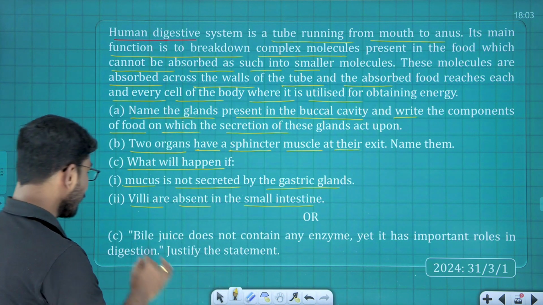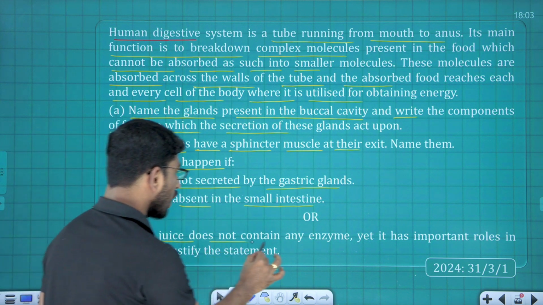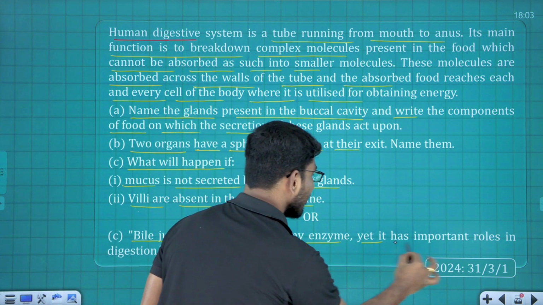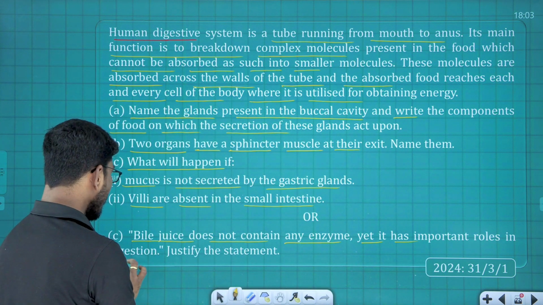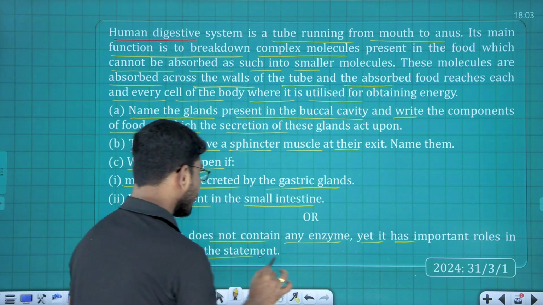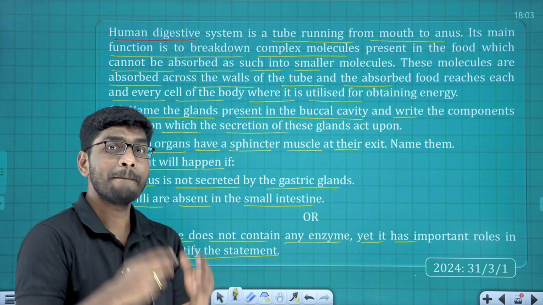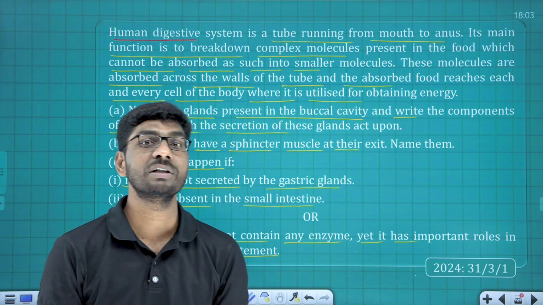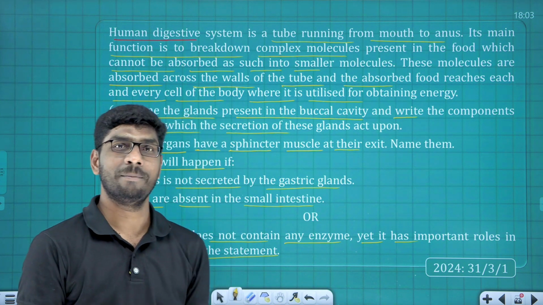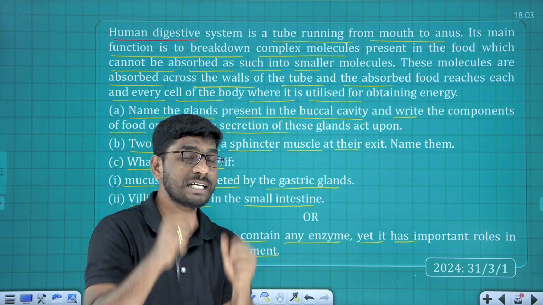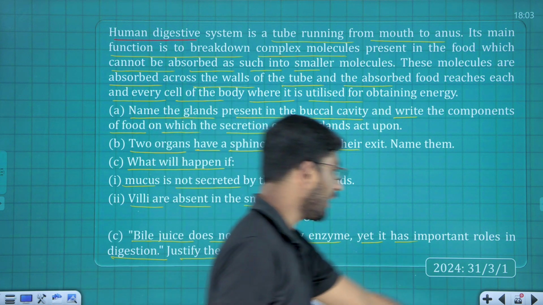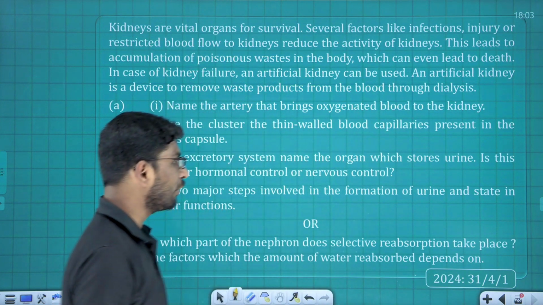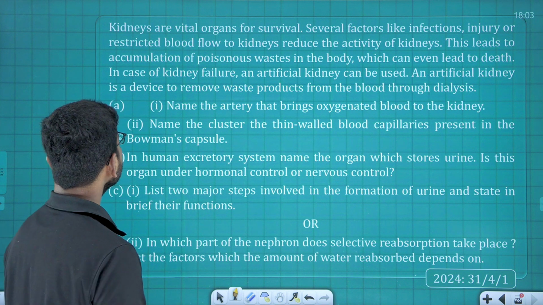Clear? Next, bile juice does not contain any enzyme, yet it has an important role in digestion. Justify the statement. I told you this one. Bile does not contain digestive enzymes, but bile is important for the emulsification of fat. Clear? Because bile consists of what? Bile salts.